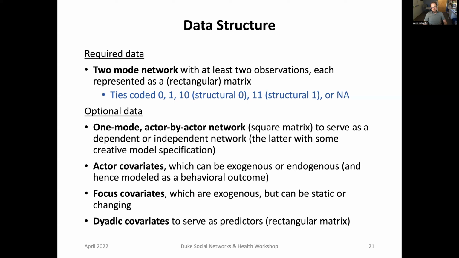You could have focus covariates. Those are exogenous because foci are passive entities, so they can't change their attributes endogenously, but their own attributes could change exogenously over time. We could also bring in a dyadic covariate as a rectangular matrix, having the same dimensions as our two-mode network.